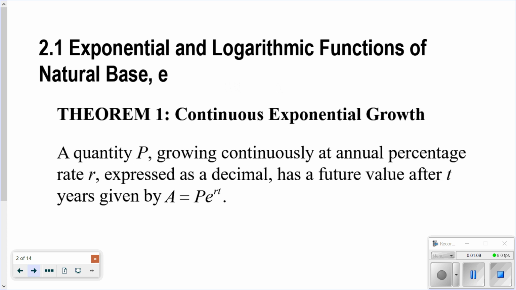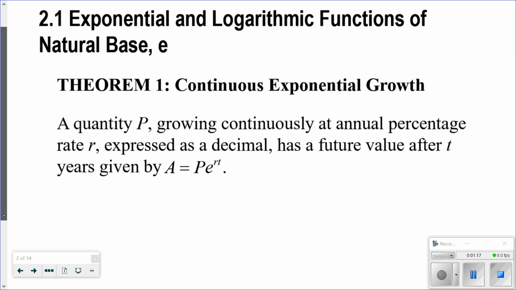Okay, so let's talk about continuous growth. Here is your basic function for continuous growth. Okay, so we're going to have P, which is going to be our starting amount. It is growing continuously at some rate R. Okay, and then T is our time in years. So if we have those things, we can find out what the amount is at the end of a specified period of time.